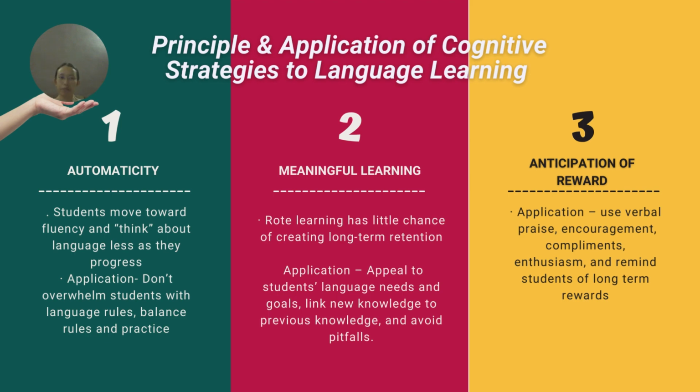The third principle of cognitive strategies would be anticipation of reward. Reward leads to better performance, and the application that can be done in this principle is to use verbal praise, encouragement, compliments, enthusiasm, and remind students of long-term rewards.